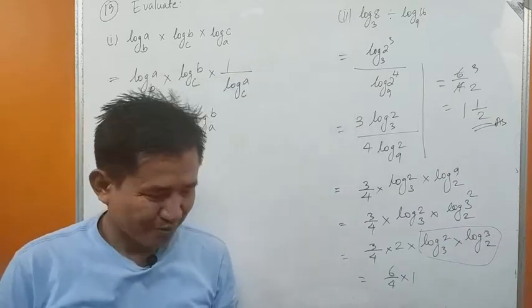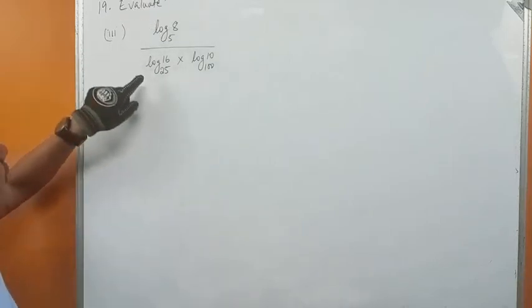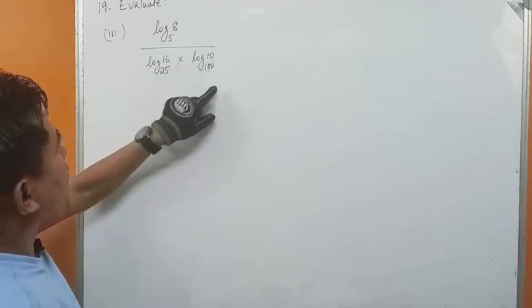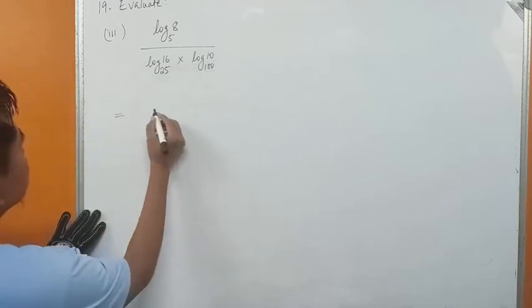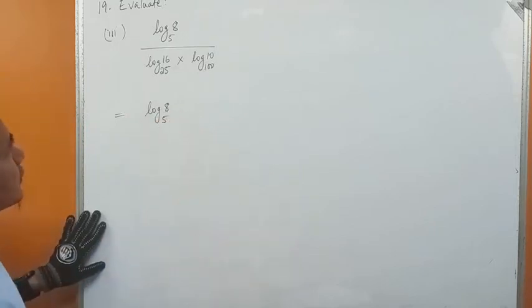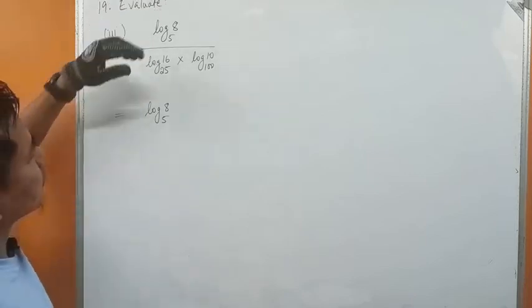Let us do question number 3 of 19. Evaluate log 8 to the base 5 upon log 16 to the base 25 into log 10 to the base 100. So let us do this. We have log 8 to the base 5 in the numerator. These two are in the denominator, so let us take these numbers to the numerator.